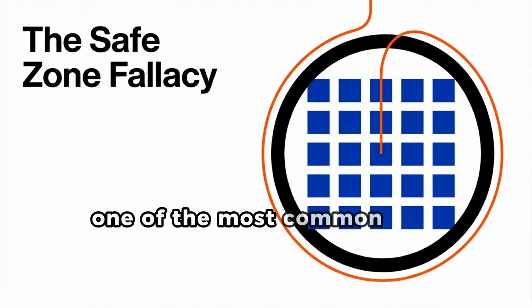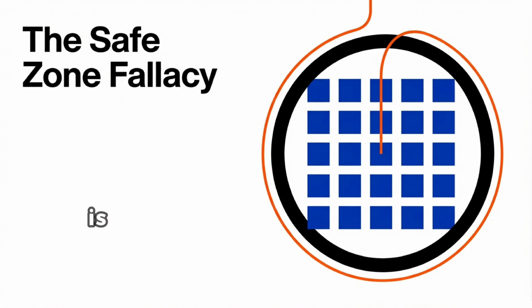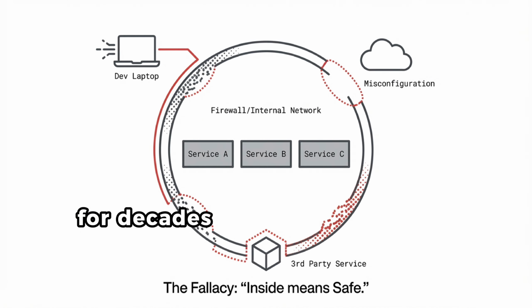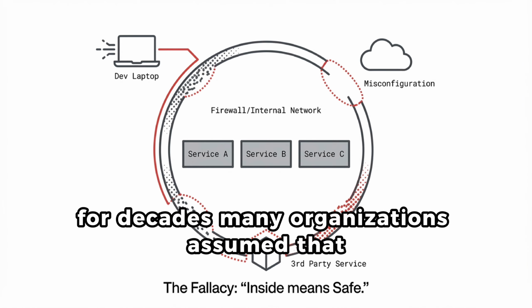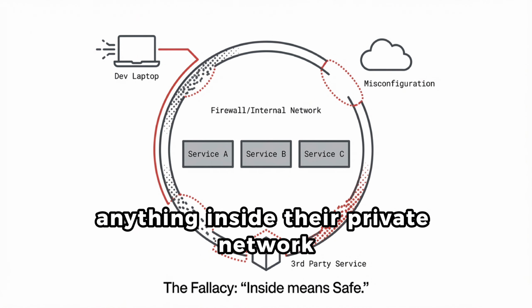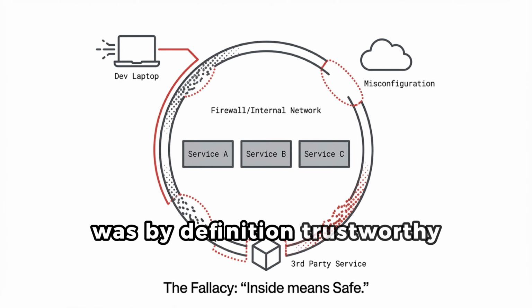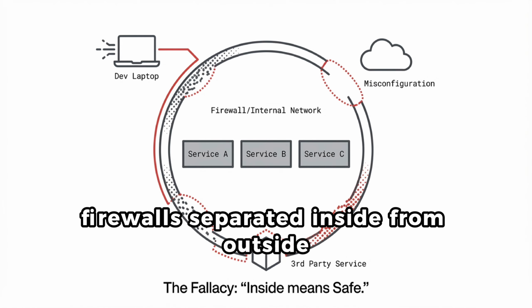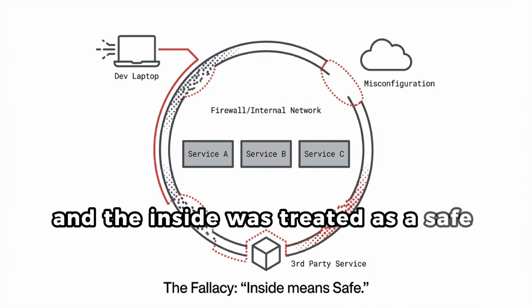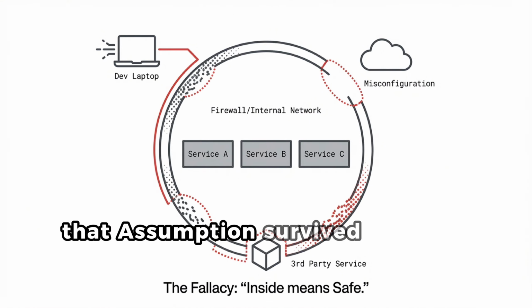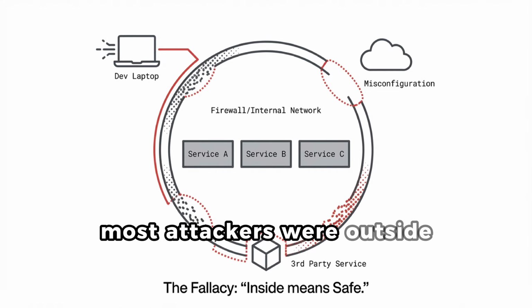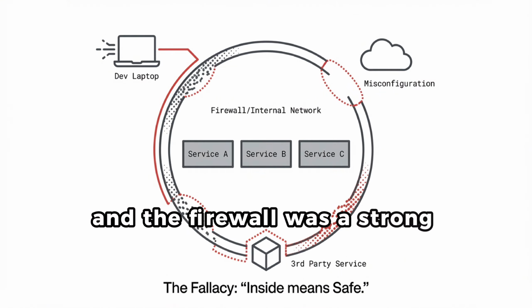One of the most common and instructive examples is the "internal network is safe" fallacy. For decades, many organizations assumed that anything inside their private network was by definition trustworthy. Firewalls separated inside from outside, and the inside was treated as a safe zone. That assumption survived for years because it often worked. Most attackers were outside, and the firewall was a strong deterrent.